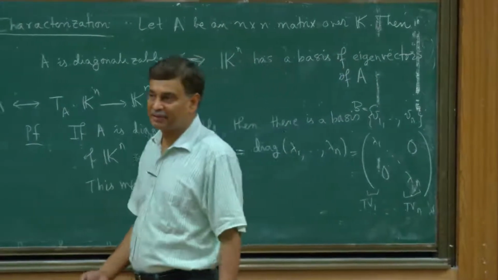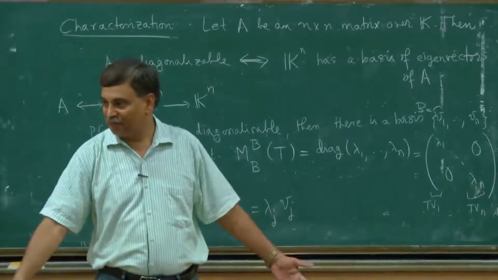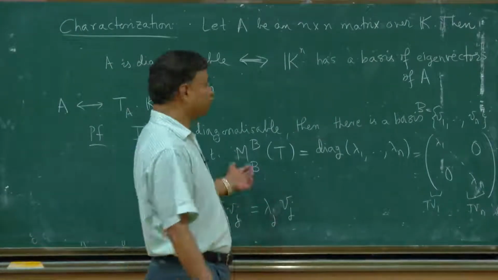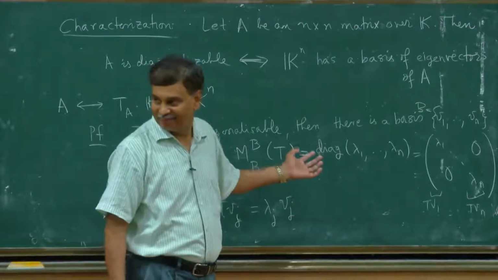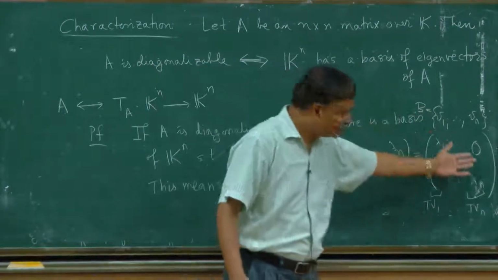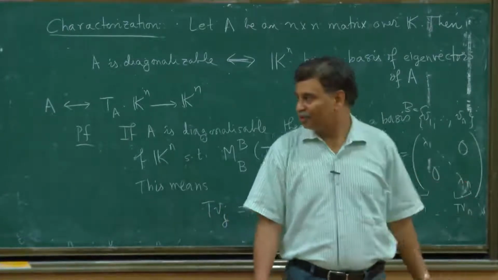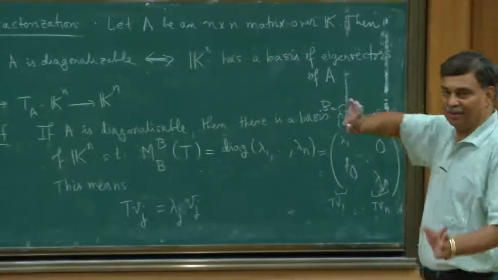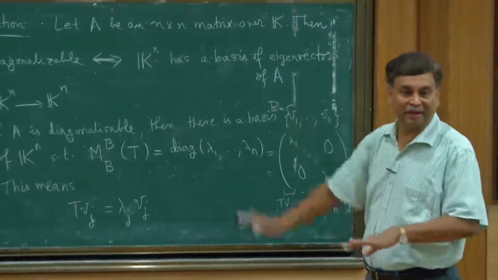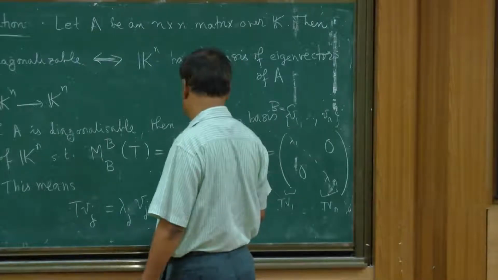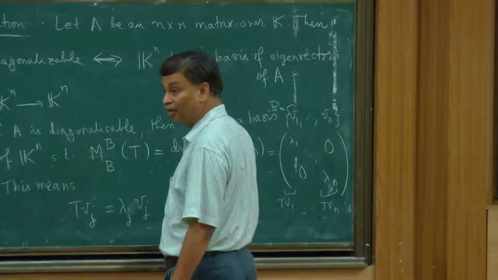Conversely, if you had a basis of eigenvectors, let us say V1, V2, Vn, you look at the matrix of T with respect to that. And by what I have explained to you, that matrix is necessarily a diagonal matrix like this. Okay. So that is why I said this is almost tautological if you understand the relation between matrices and linear maps.